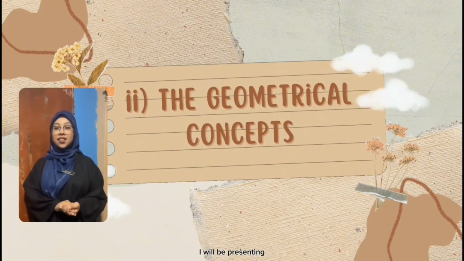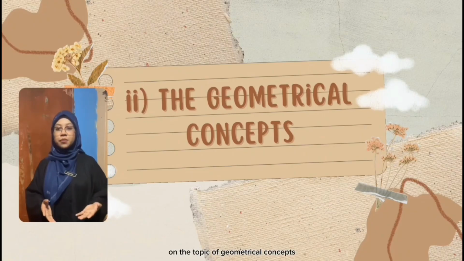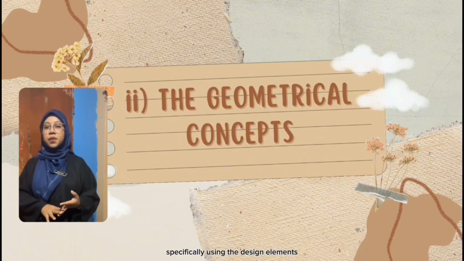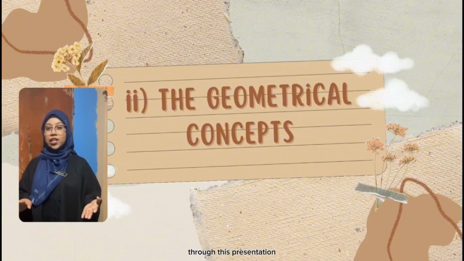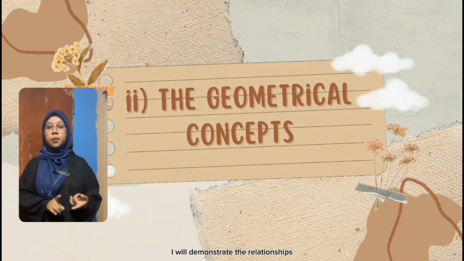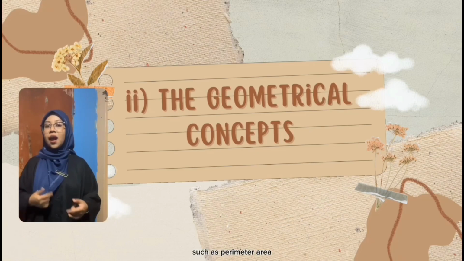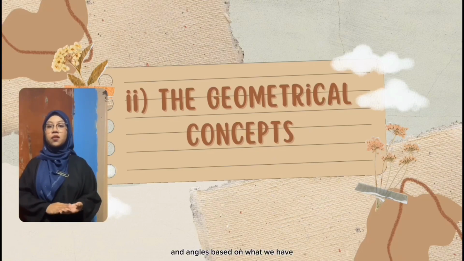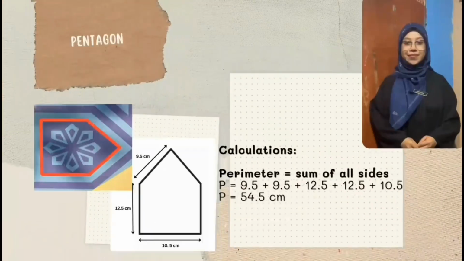Today I will be presenting on the topic of geometrical concepts, specifically using the design elements found on the signage of Block 1 at UPSI. Through this presentation, I will demonstrate the relationships between geometric shapes and their measurements such as perimeter, area, volume, and angles based on what we have learned in class.